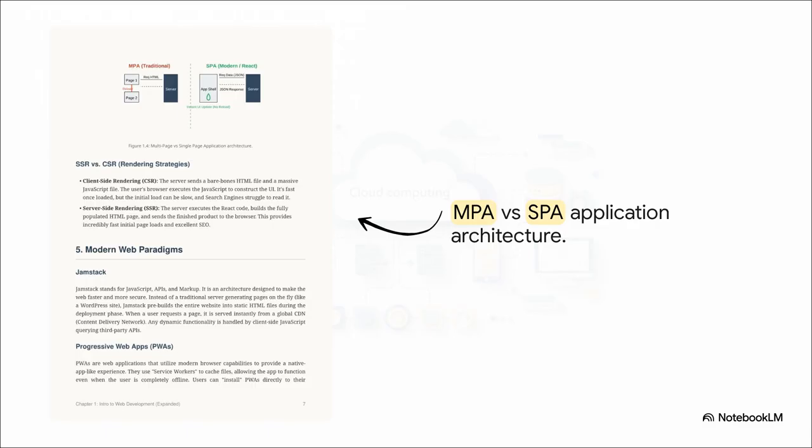With the traditional MPA, you're forcing a full reload, requesting heavy HTML every single time you do anything. But the SPA elegantly maintains the main app shell on your screen. It silently fetches lightweight JSON data in the background and instantly updates the UI without a single visual reload.